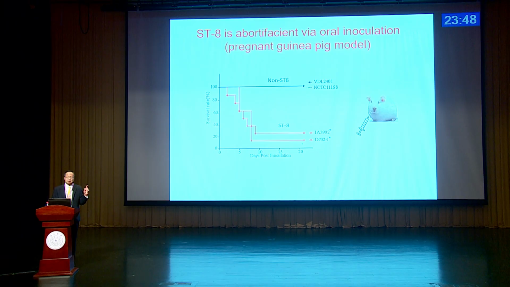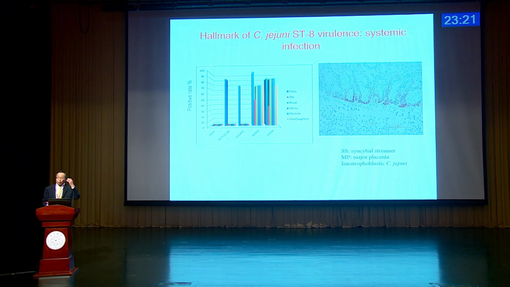Now, in the abortion model with pregnant guinea pigs, ST8 is highly abortifacient. These two isolates are both ST8 isolates, and they induce nearly 100% abortion in the inoculated guinea pigs. While these other Campylobacter jejuni strains only colonize the gut and did not induce any clinical abortion. So the hallmark of this clone is systemic spread.